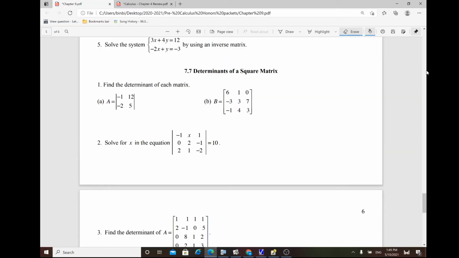Welcome back to Mr. Chen's class. Today we'll talk about determinants of matrices. This is for section 7.7, though it's supposed to be 9.7. For those wondering about inverses of matrices, we'll talk about that after determinants, because finding the inverse requires the determinant of the matrix.